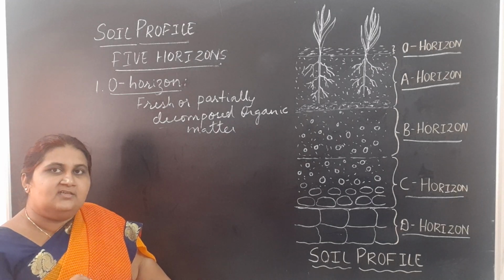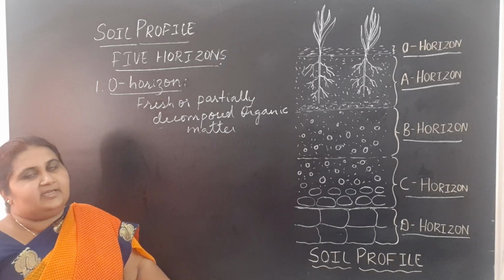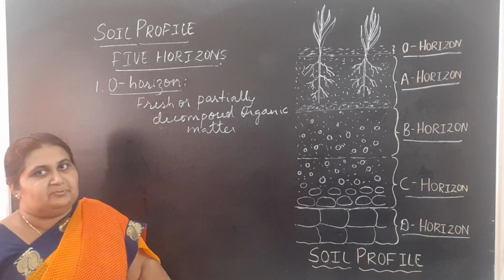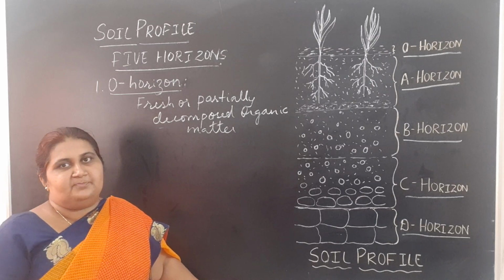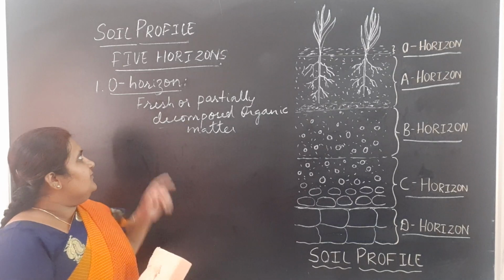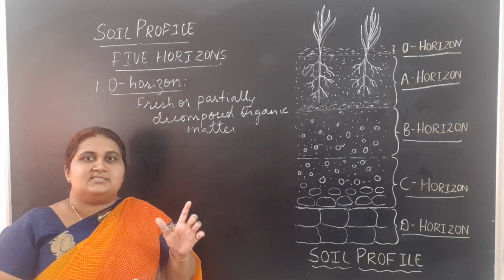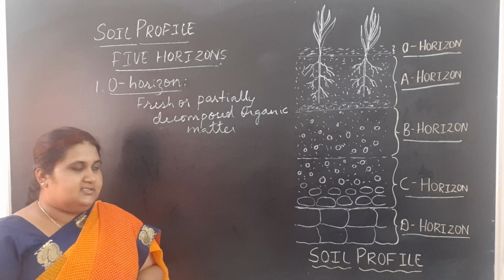Why? Because the vegetation is very less. Here and there we can find the xerophytic plants, and you know that in most of the xerophytic plants, leaves are modified into spines. So the O horizon is well developed where? In the forest.